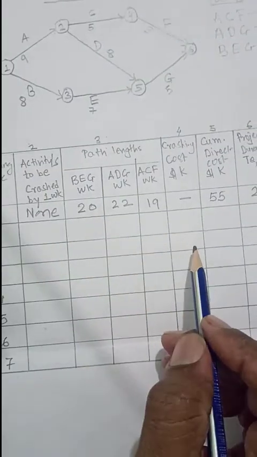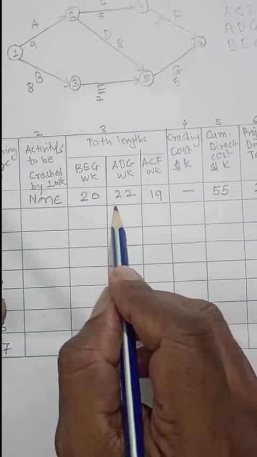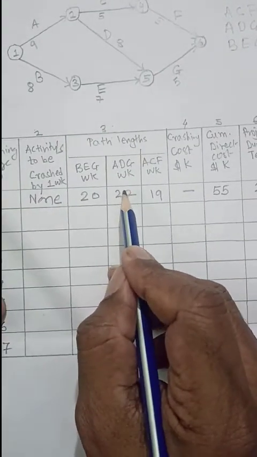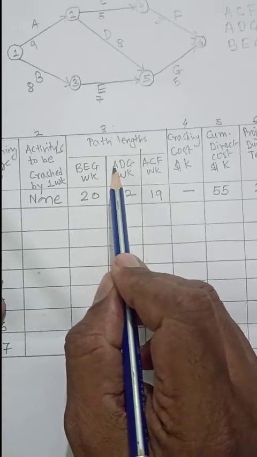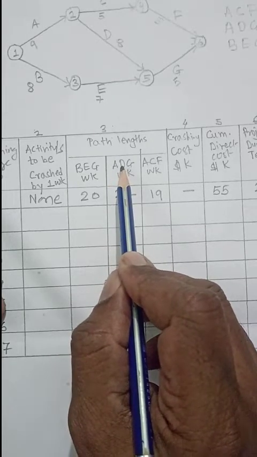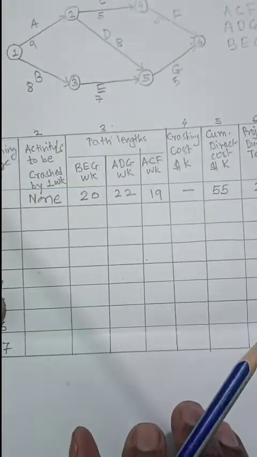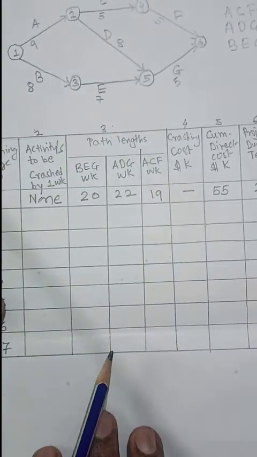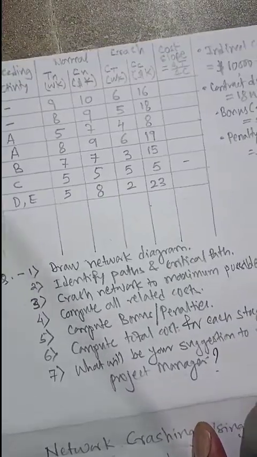So we will start with the first crashing. We will always crash the critical activity. So we can crash A, we can crash D, we can crash G. Now we have to calculate the crash cost. I have done it here.